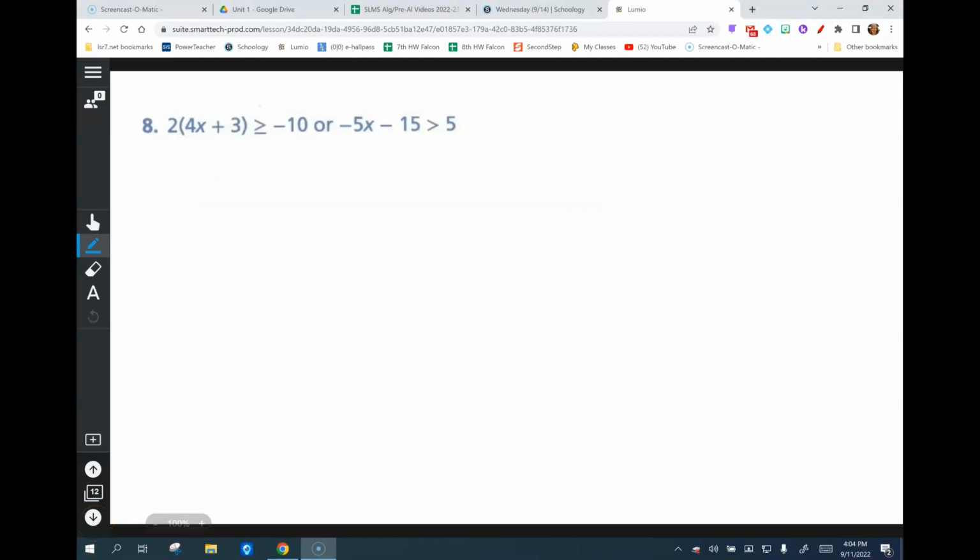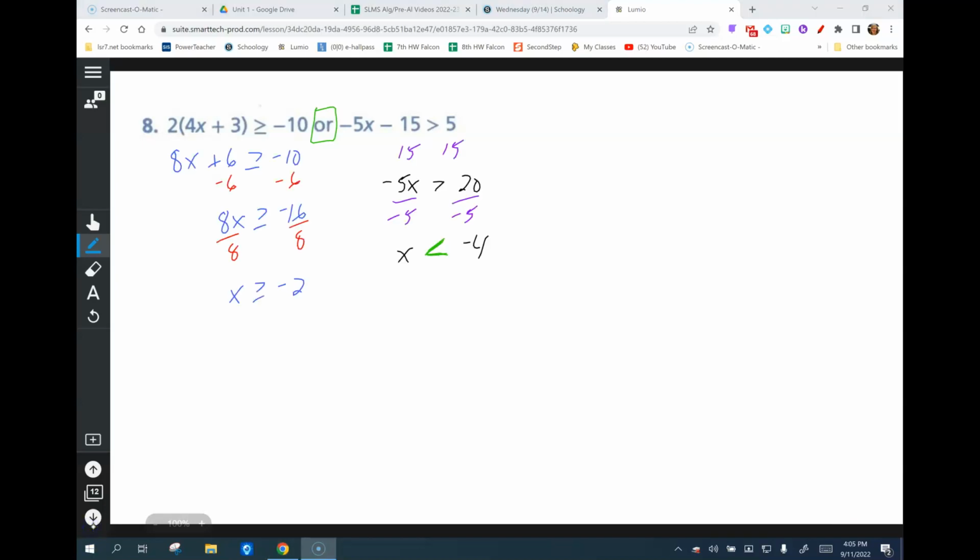So on this one, always look to see whatever the compound inequality is, make a note to yourself. That's going to be an or. So that means everything's going to be included. Okay, so I'd like you to pause your video again and solve each of these inequalities. Go. Okay, so we solved each of these inequalities. We distributed and got 8x plus 6, subtracted 6, divided by 8. X is greater than or equal to negative 2.